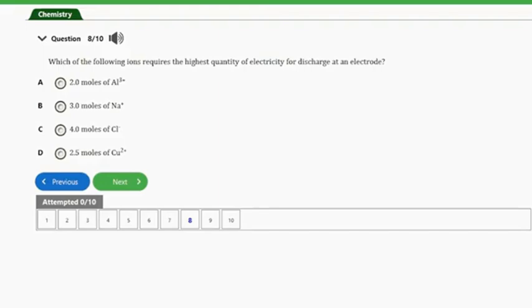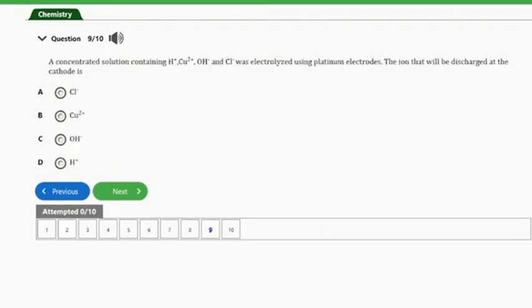So guys, here the answer to this question will be option A, because 2 times 3 is 6, and that's the highest here, because 3 times 1 is 3, and 4 times 1 is 4, and 2.5 times 2 is 5. So guys, the answer to this question will be option A here, which means 2.0 times 3 is 6 here, and that's the highest. So guys, let's consider the next question. That's question number 9 here.